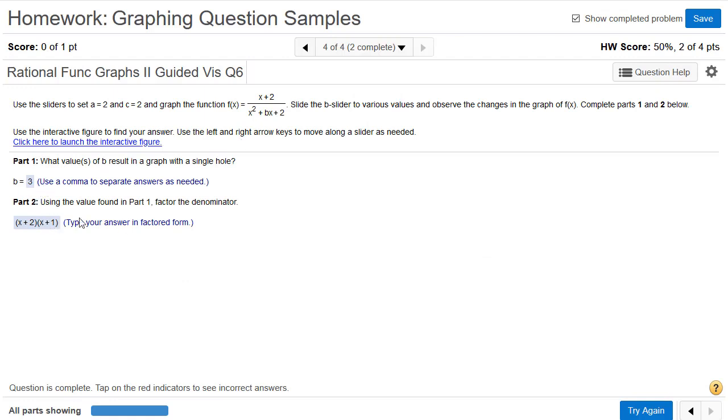And then finally, factor the denominator based on our answer from part 1. Again, not actually graphing the rational, but working with it and manipulating it and seeing how the values of the function impact the information about the graph.